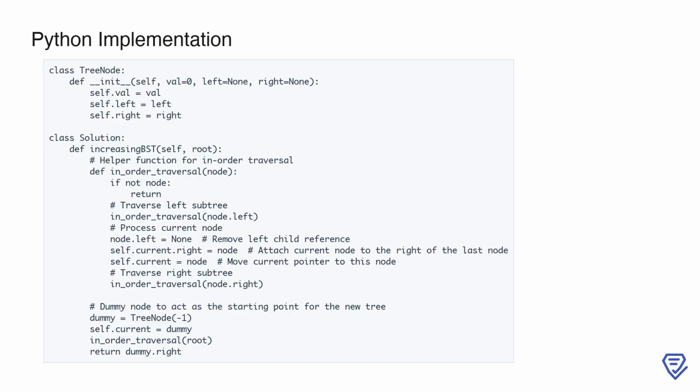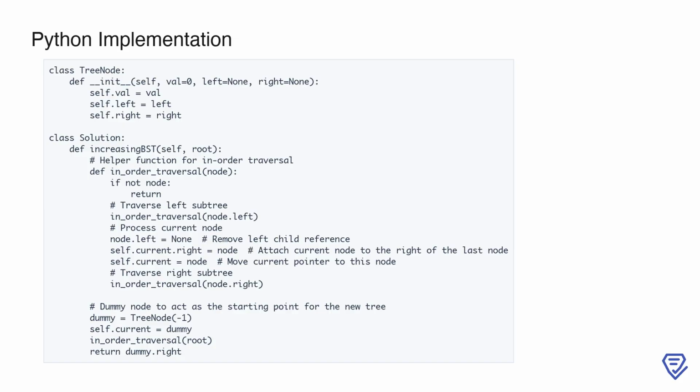The current node is then attached to the right of the last processed node, tracked by self.current. The self.current pointer is updated to the current node. For right subtree traversal, it recursively visits the right subtree. A dummy node, with value -1, is created to act as the starting point for the new tree. The self.current pointer initially points to this dummy node.